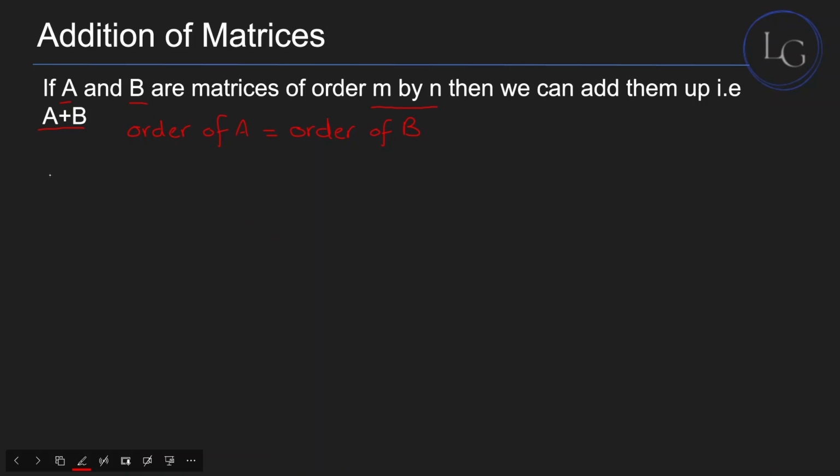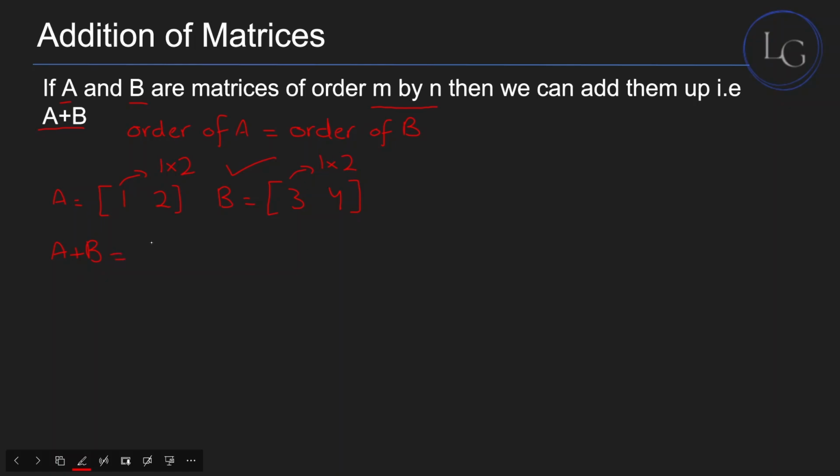So let's just see a small example of this. If we have matrix A here as this, and if matrix B is this, and we want to find A plus B. Now, the order of A is 1 by 2, 1 row, 2 columns, and the order of B is also 1 by 2. So they can be added up.